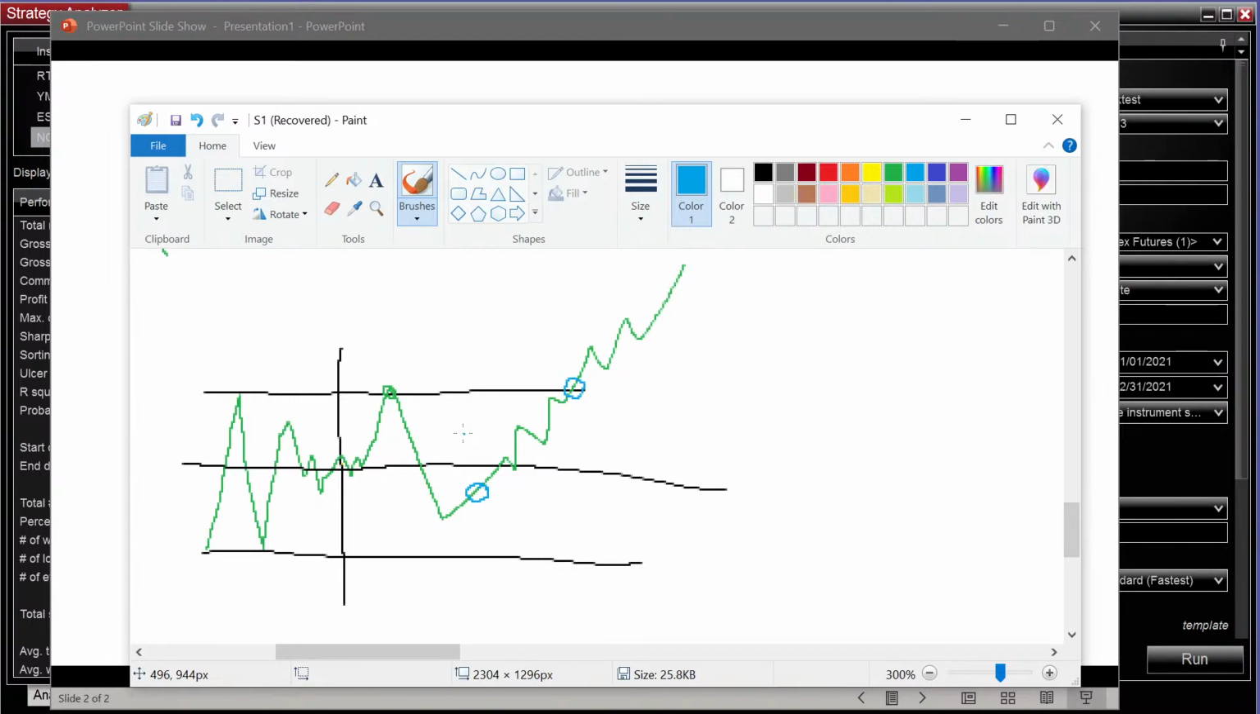And if you run tests, you'll find that often you'll get better results. It's dependent on your sample size, of course. But you'll always get better results just buying the breakout, instead of trying to quantify some sophisticated pullback.